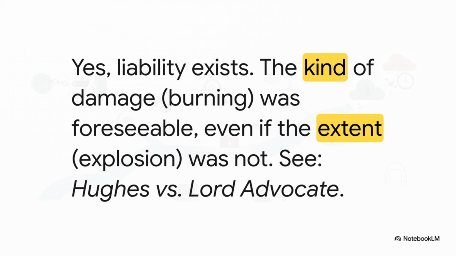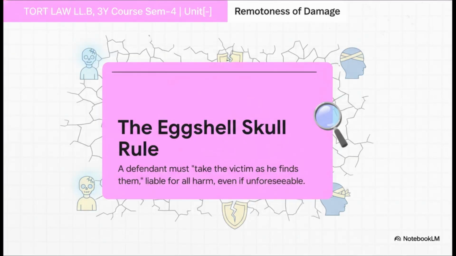This principle was established in the case of Hughes versus Lord Advocate, cited as 1963 1 All England Law Reports, page 705, House of Lords. This leads us to another crucial exception, the eggshell skull rule. This rule dictates that a defendant must take the victim as he finds them. This means that if a victim has a particular pre-existing weakness or vulnerability, the defendant is liable for the full extent of the injury that occurs, even if that extent was unforeseeable due to the victim's condition.